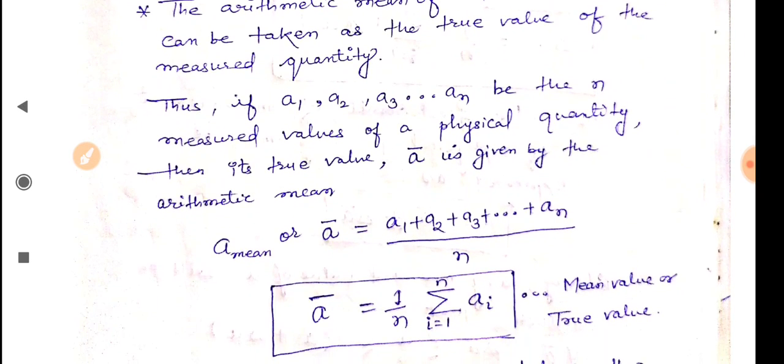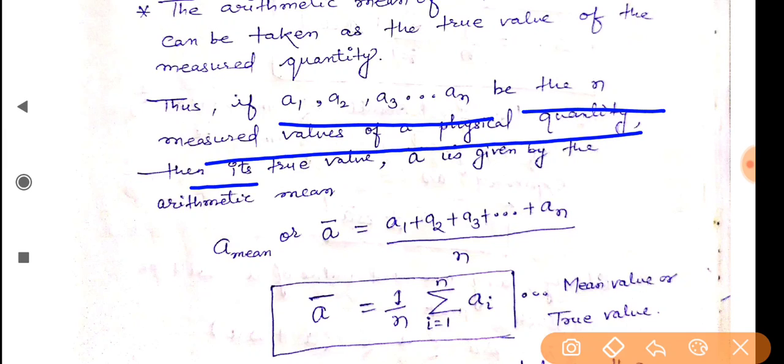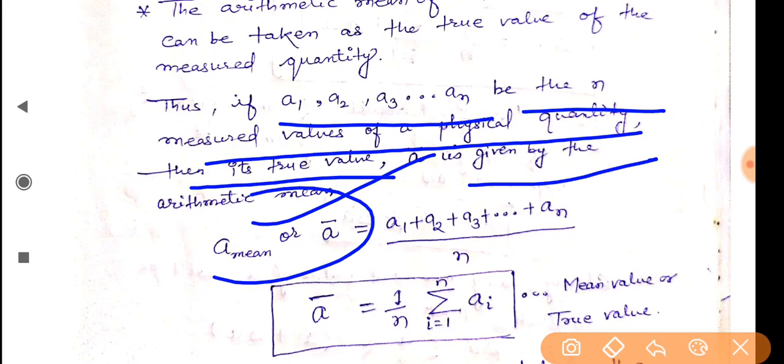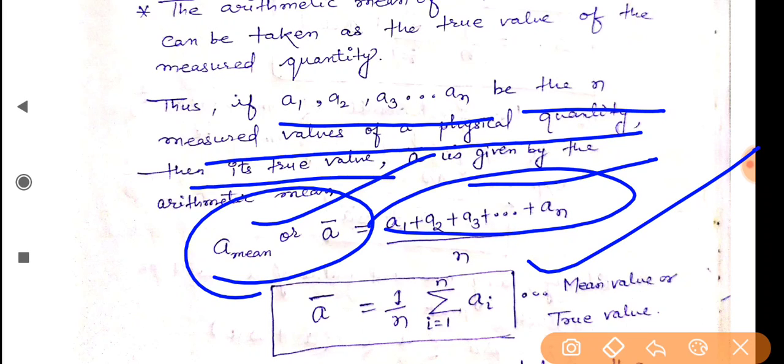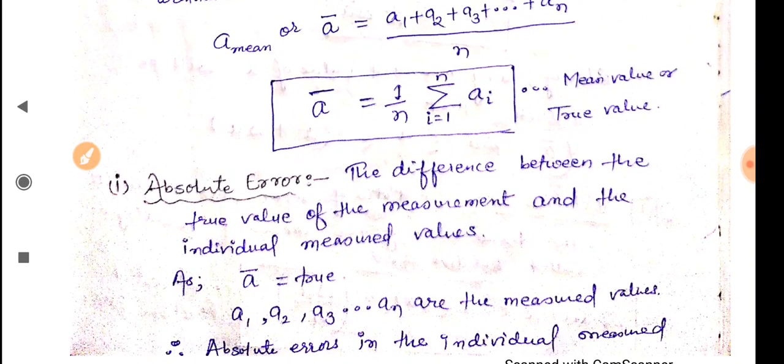Thus, if a1, a2, a3 up to an are the n measured values of a physical quantity, then its true value a is given by the arithmetic mean. That is, a bar is equal to the sum of all the observations divided by the number of observations. This can be written as a bar is equal to 1 upon n summation of ai from i equals 1 to n. This is called mean value or true value.